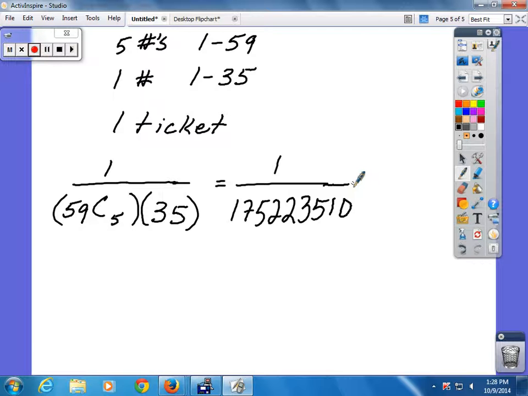Okay, so 1 over 175,223,510. And tell me what that decimal is. Is point, how many zeros? Well, what's the exponent raised to? Do 1 divided by that number. What do you get? 9. 9? And what is the number? 5.7. 5.7, so that'd be 8 zeros.